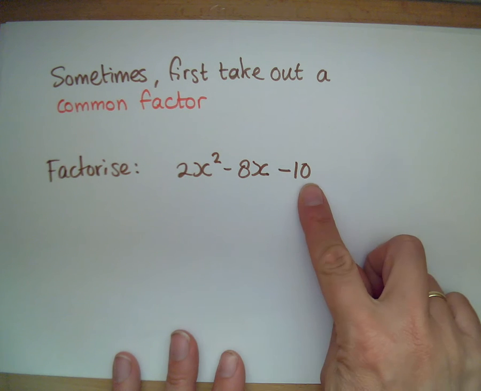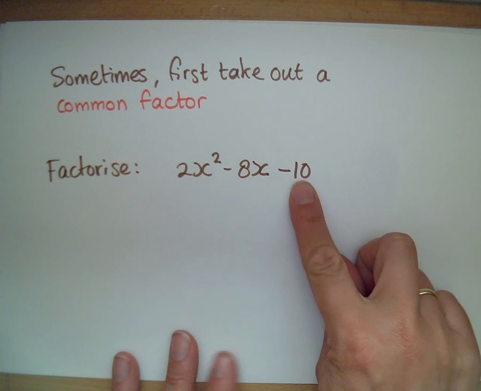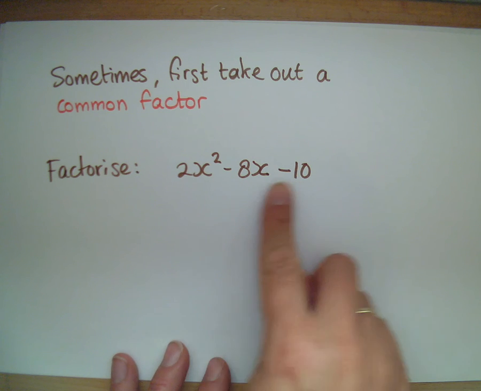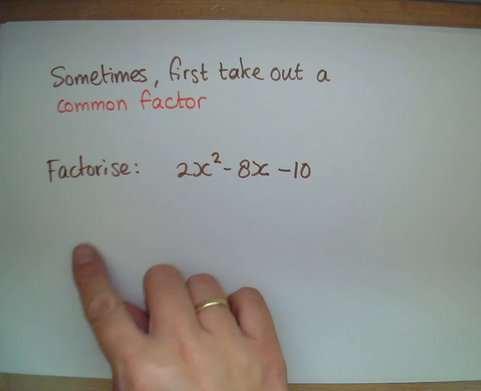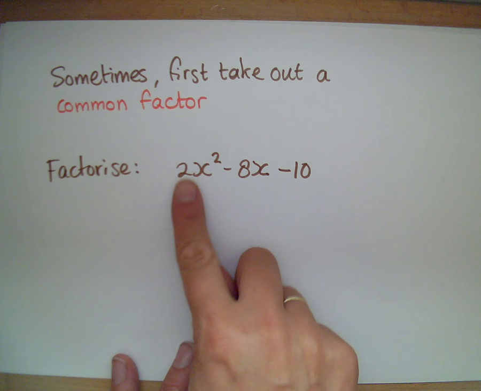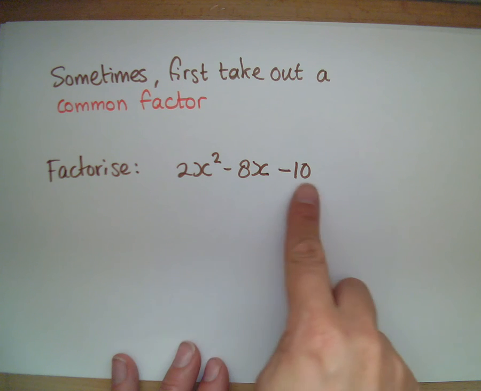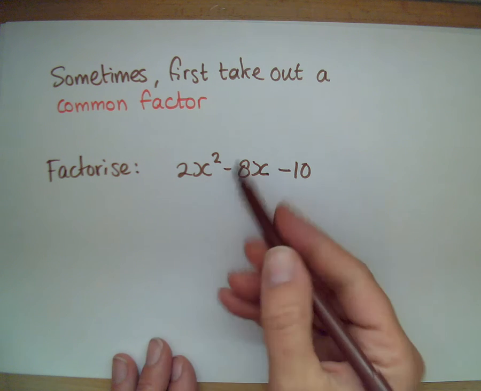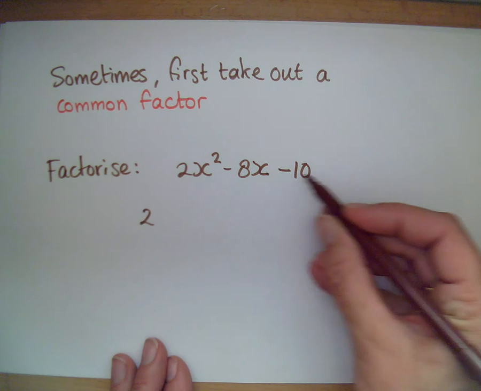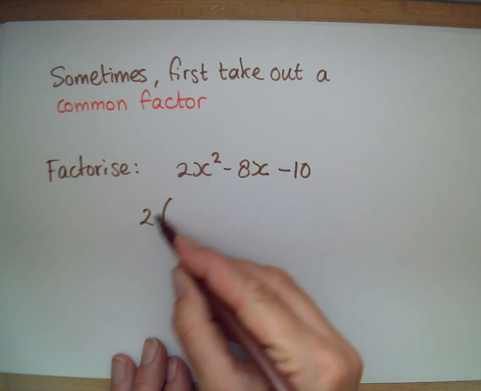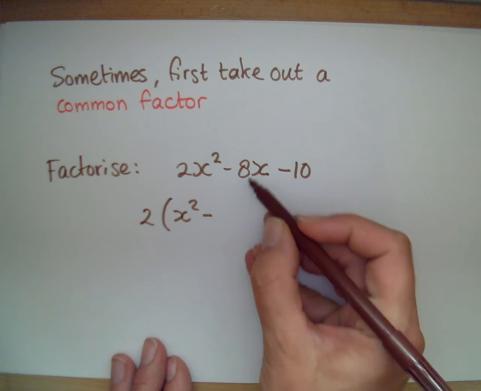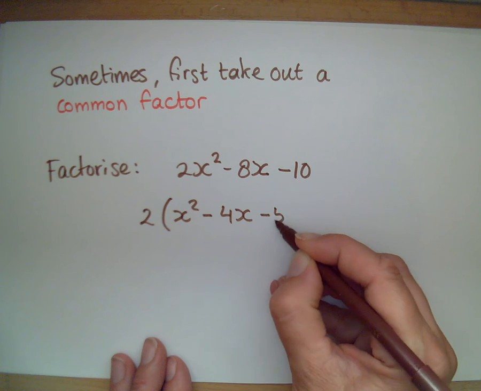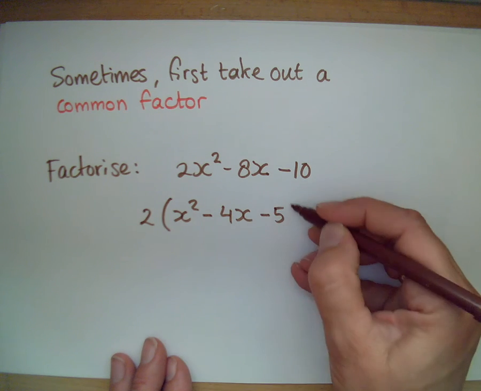Sometimes your quadratic expression has a common factor in the three terms. You may think, oh, this is going to be nasty because I'm going to have 2x in one of the parentheses. But as you can see, there's a common factor of 2 in here that you need to pull out first, factor out. Each of these three terms is divisible by 2, so let me rewrite it. It's going to be 2 times x squared minus 4x minus 5. Negative 10 divided by 2 is negative 5.